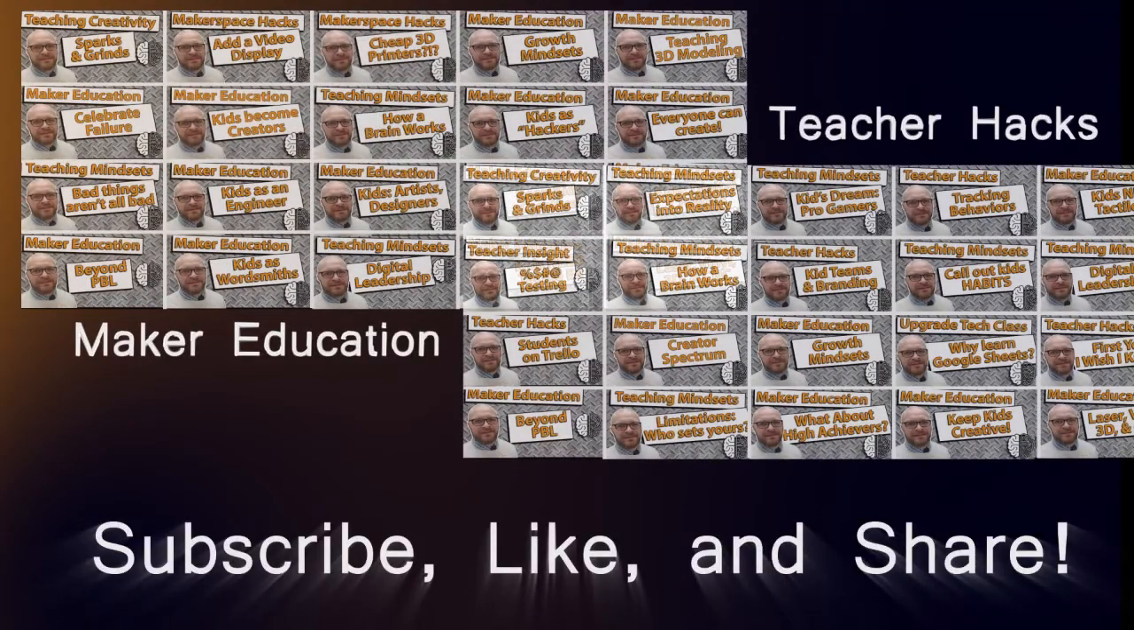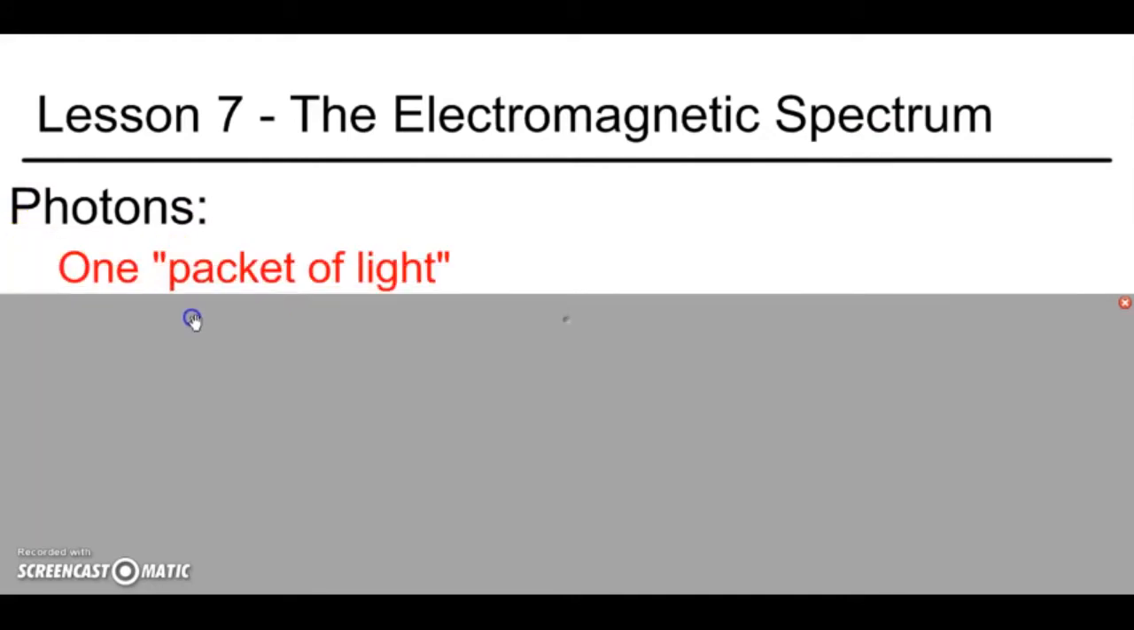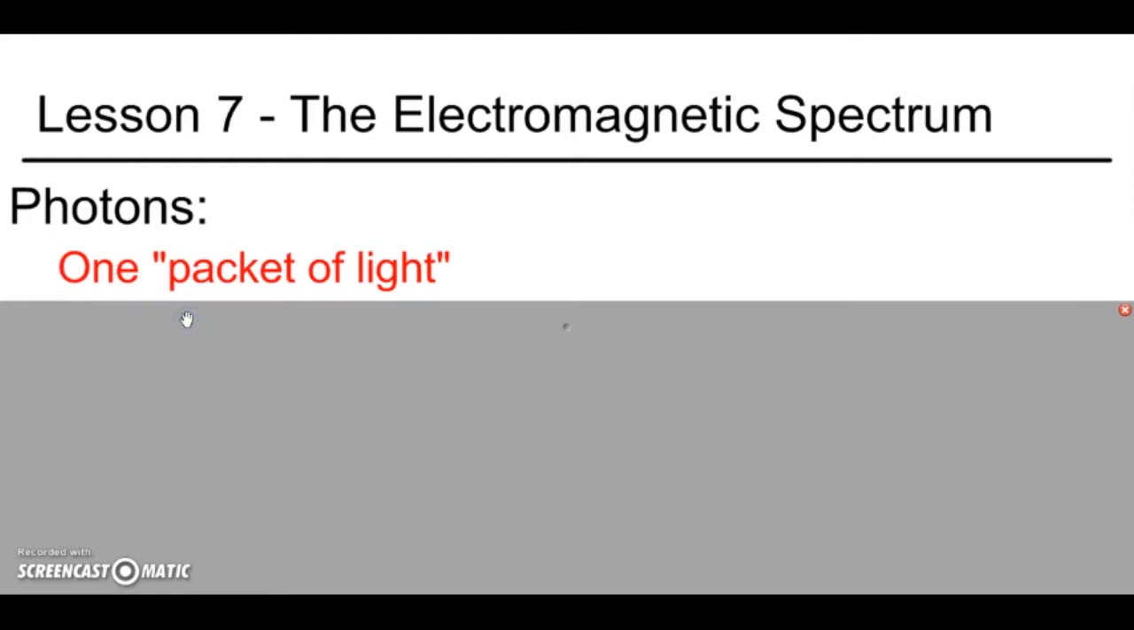This is lesson 7, the really short lesson on the electromagnetic spectrum. To start off with, we have photons. Now, photons are those little tiny bits of light. If you were to get the smallest amount of light you possibly can have, you'd have one photon, or one little packet of light.